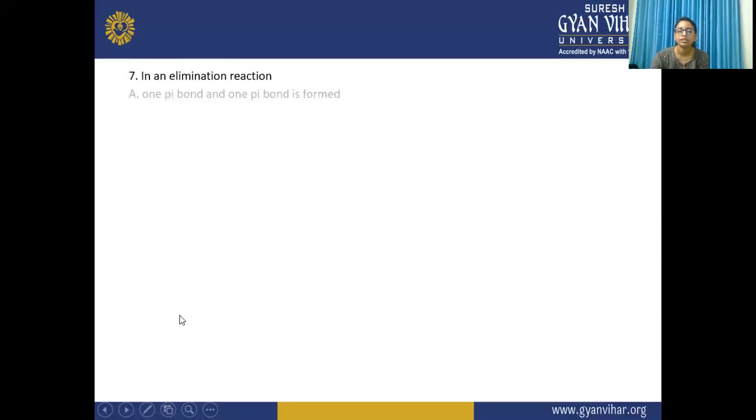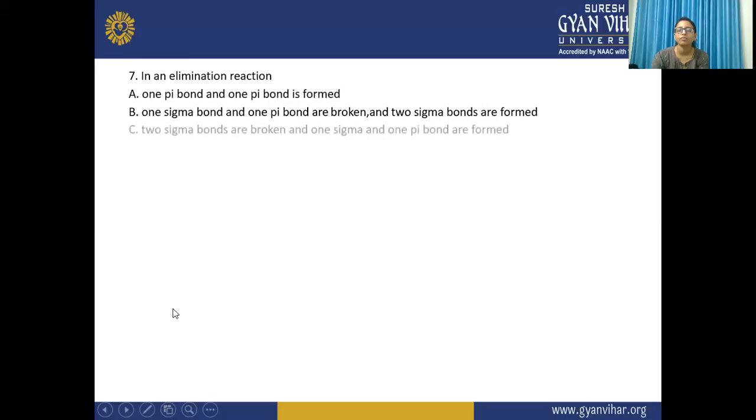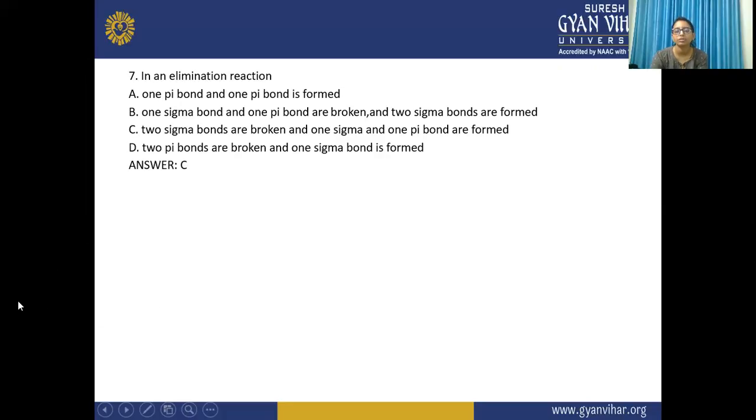Now the seventh question, in an elimination reaction, one pi bond and one pi bond is formed, one sigma bond and one sigma pi bond are broken, and two sigma bonds are formed, two sigma bonds are broken, and one sigma bond and one pi bond are formed. Two pi bonds are broken and one sigma bond is formed. So here two sigma bonds are broken and one sigma and one pi bond are formed.